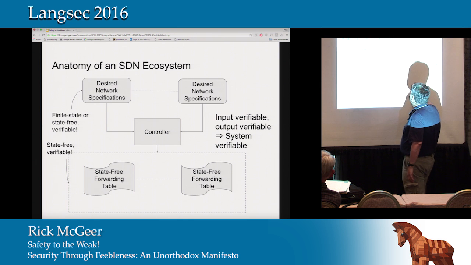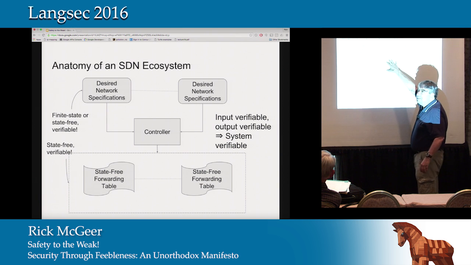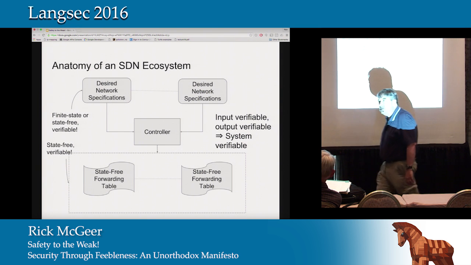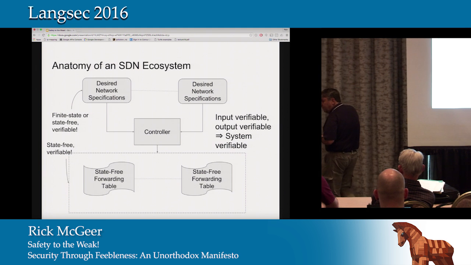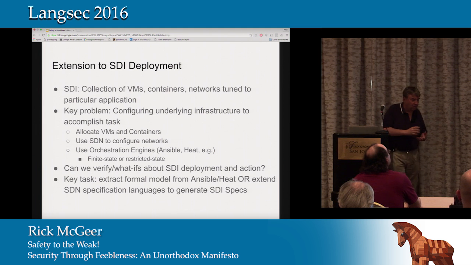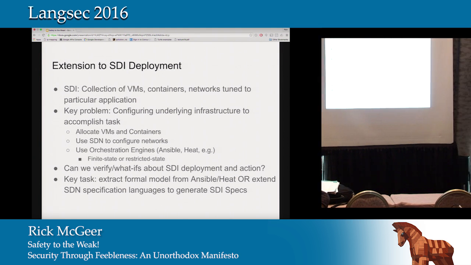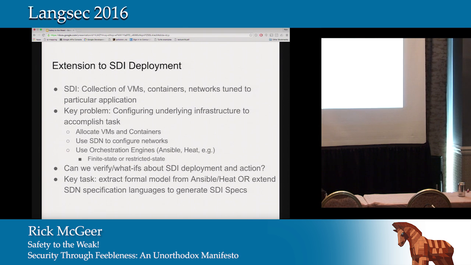The inputs to the controller are verifiable, right? This is the network I want. The outputs are verifiable: it doesn't have any bad properties and it's what you wanted. And so even though this thing could be a total mess, in fact it is a total mess if you look at OpenDaylight, the system as a whole is completely verifiable. By controlling this undecidable stuff in the middle, or hiding it and just looking around the edges, you could actually come up with a verifiable system with a key unverifiable component.